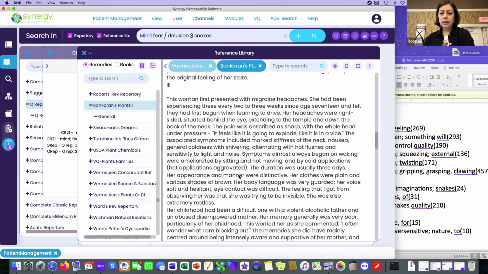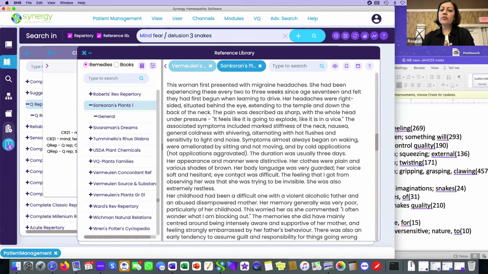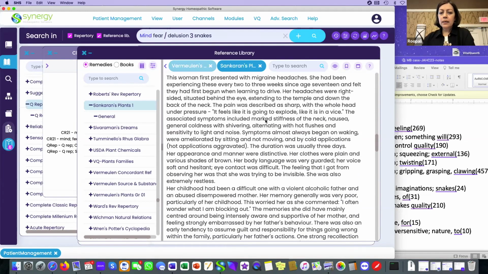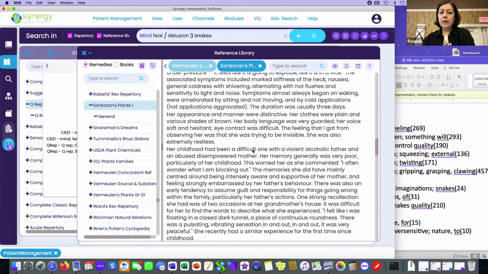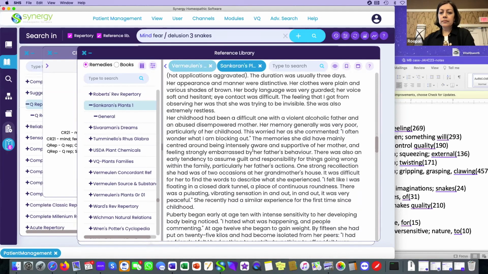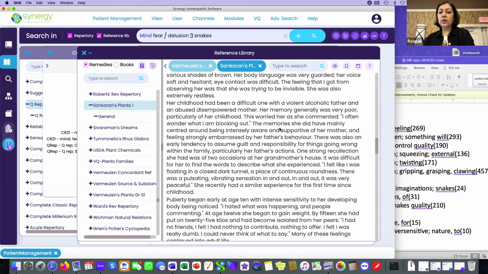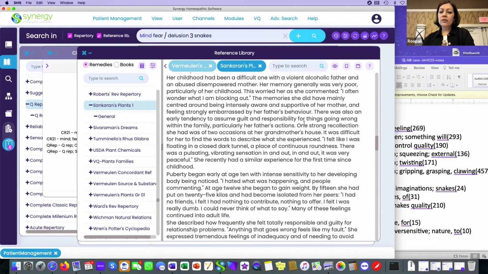Case. Okay. So this woman, I read through this, and what is interesting here is the pain. She describes the pain, it feels like it's going to explode, like it's in a vice. Then there is marked stiffness of the neck from the pain. Clothes were plain, body language is very guarded, eye contact is difficult. So obviously, there's a lot of information here that is specific to the case.